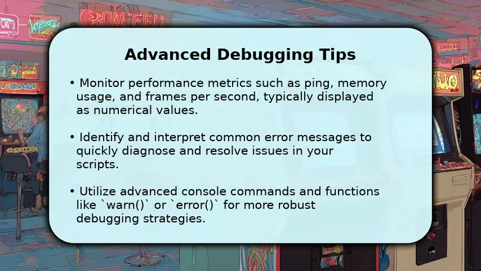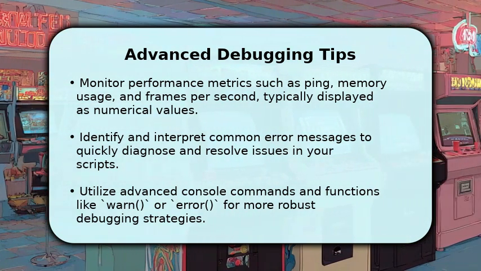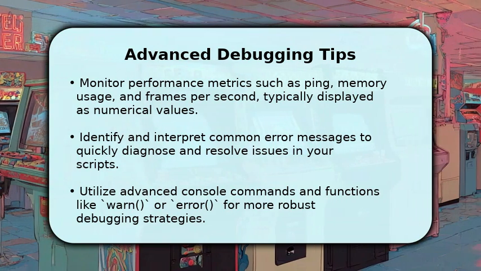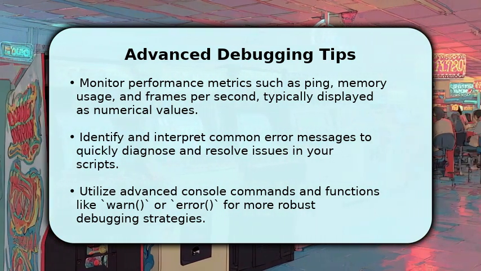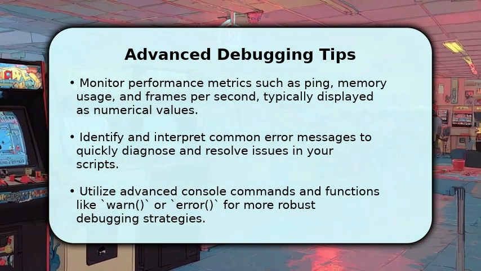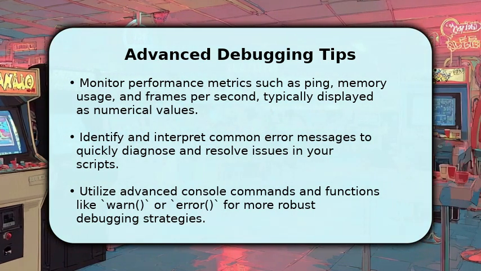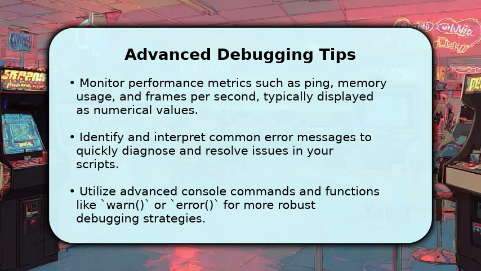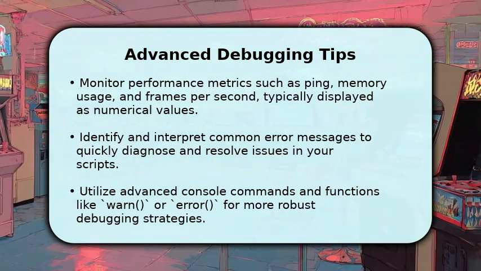Beyond basic commands, the console offers advanced features. You can monitor performance metrics like ping, memory usage, and frame rate, which are displayed in numerical values. Look for red error messages, as they often indicate critical issues. Learning to interpret these messages and using commands like warn or error in your scripts will significantly enhance your debugging capabilities and game stability.